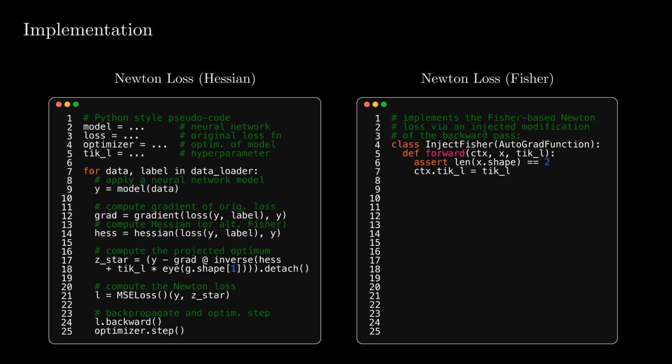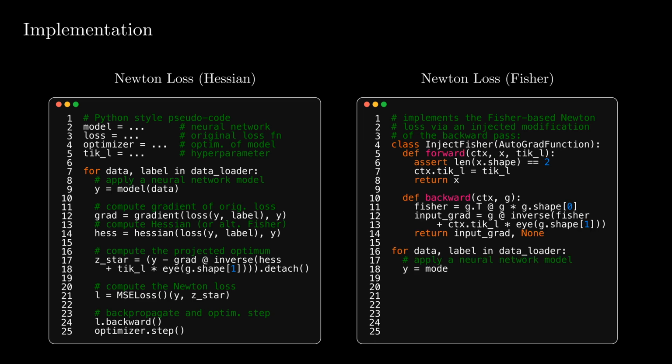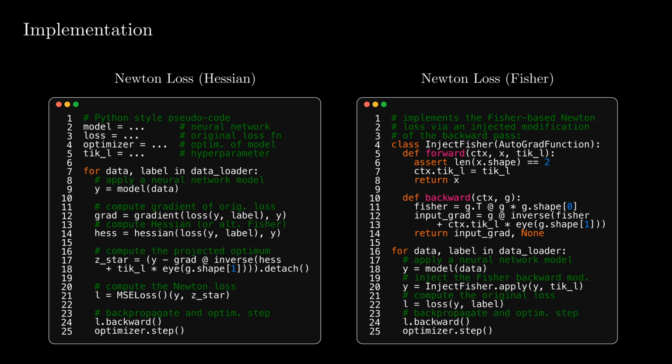Here we found a very simple strategy for integration into deep learning frameworks via our so-called inject Fisher custom autograd function. Integrating Newton losses here only requires calling y equals inject Fisher of y between applying the neural network and the loss function, and no further modification of the training pipeline. Internally, inject Fisher has a forward that is just the identity. Only during the backward, the inject Fisher function modifies the gradient in a way that is equivalent to using the empirical Fisher variant of Newton losses.